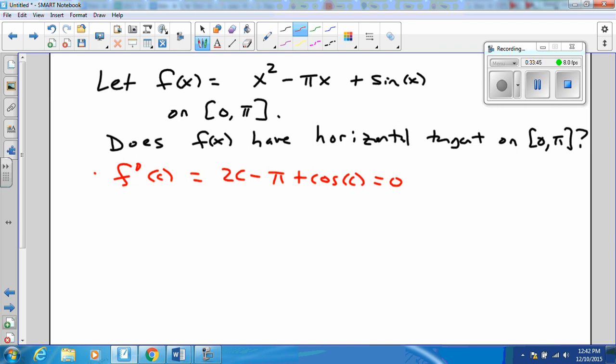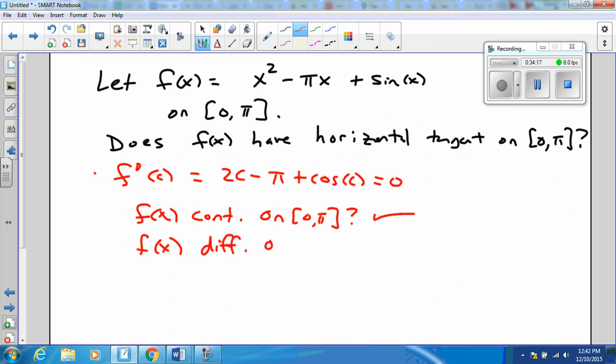So now I say, wait a second, Rolle's theorem guarantees me some horizontal tangents if my function meets some conditions. What are those conditions? Continuous, differentiable, and f of a equals f of b. All right, so let's check. Is f of x continuous on 0 to pi? Yes, because it's a polynomial plus a trig function, and sums of continuous functions are continuous. Is it differentiable on 0 to pi? Well, the derivative I've already found, and does that have any problem spots?